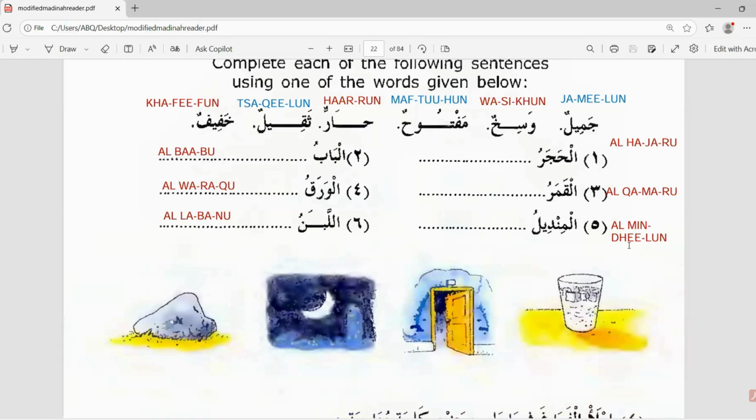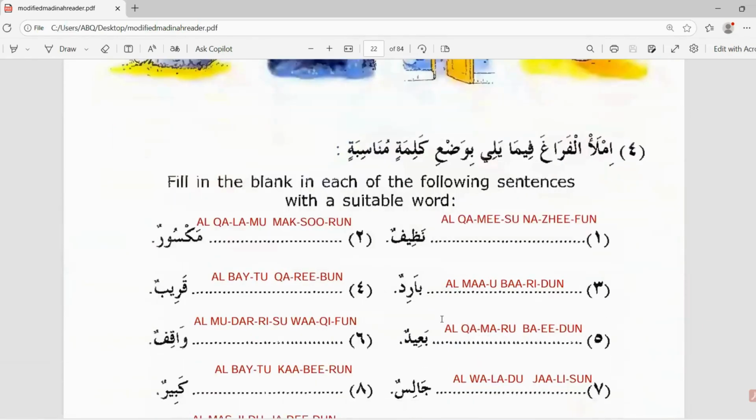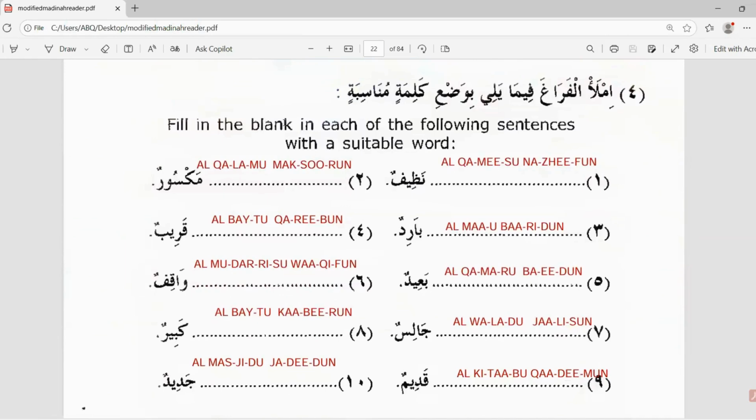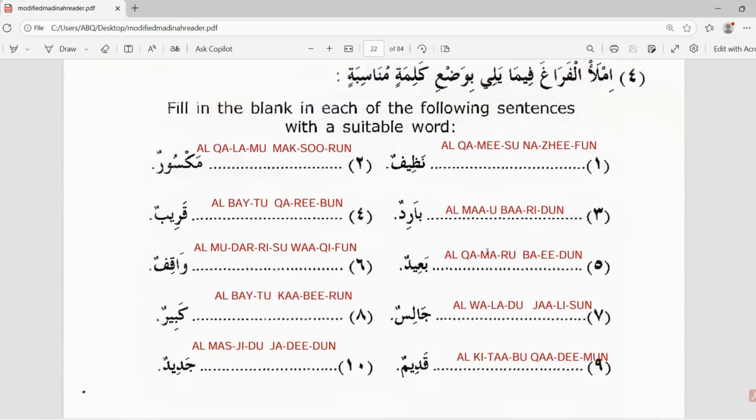Then al-mindilu, the handkerchief. Wasikhun is dirty. Al-mindilu wasikhun. Then al-labanu, which is the milk. And we can use harun, hot. Al-labanu harun, the milk is hot. Now again it says fill in the blank in each of the following sentences with a suitable word. This time they haven't given you the words.